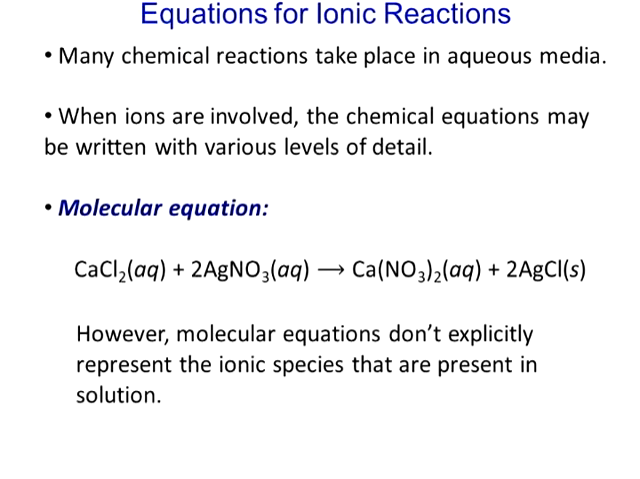So if we wrote a molecular equation for calcium chloride, it would be shown as we have it right here. We would have the aqueous form of the calcium chloride, the aqueous form of the silver nitrate, going to give the calcium nitrate and the silver chloride. However, molecular equations don't explicitly represent the ionic species that are present in the equation. Now, as we talk about ionic species, you will want to pay attention to the AQ nomenclature, the solid nomenclature, the liquid, the gas. In other words, you will want to pay attention to the physical state of the species.